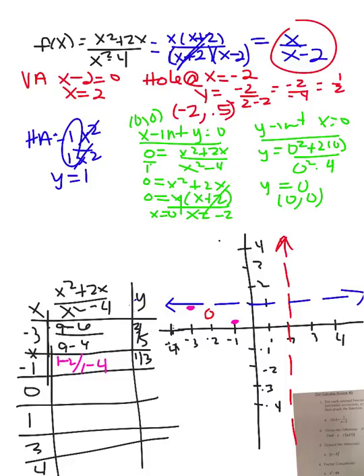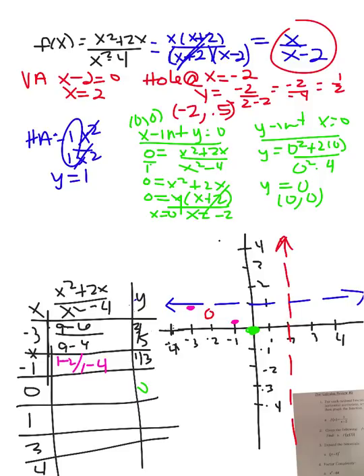Oh, I forgot to put my intercepts, and I apologize for that. I have an x-intercept and y-intercept at the same exact place. So that would be right there. So I have my 0. That's 0 there. So now I need 1.